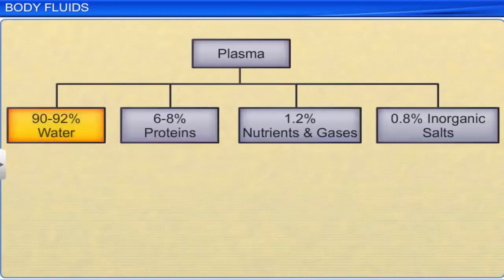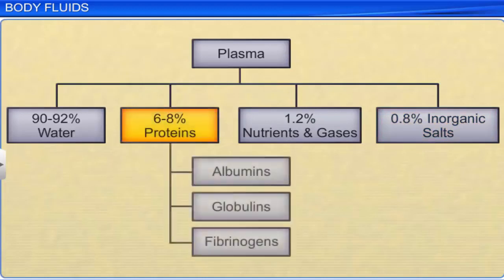constituting 90 to 92% water, 6 to 8% proteins, 1.2% nutrients and gases, and 0.8% inorganic salts. The major proteins in plasma include albumins, globulins, and fibrinogens. Each type of protein performs a specific function.